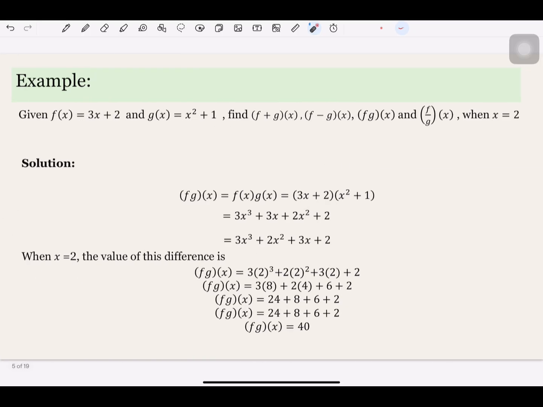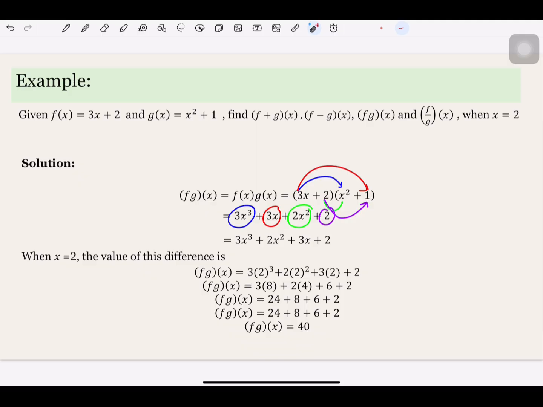Okay, so now the product. In order to get the product, I multiplied 3x plus 2 by x squared plus 1. Once you multiply 3x by x squared, you'll get 3x cubed. When you multiply 3x by 1, you'll get 3x. When you multiply 2 by x squared, you'll get 2x squared. And when you multiply 2 by 1, you'll get 2. So this is the distribution property. And then again, you cannot simplify this further. So this is the answer.